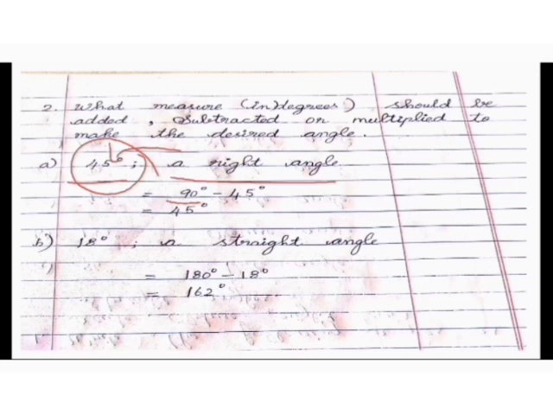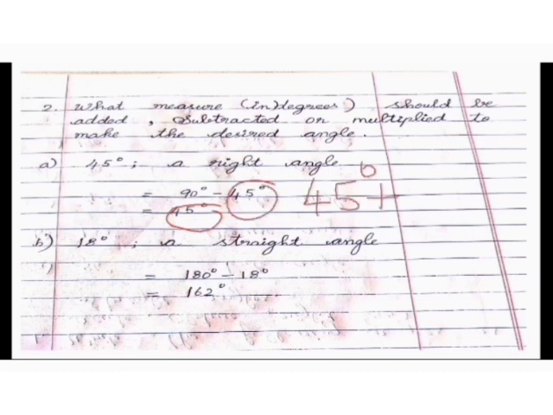What is your answer? 45 degree. Now add 45 degree plus 45 degree. What is your answer, children? 45 degree plus 45 degree. Will you get a 90 degree? Yes, 90 degree is a right angle.